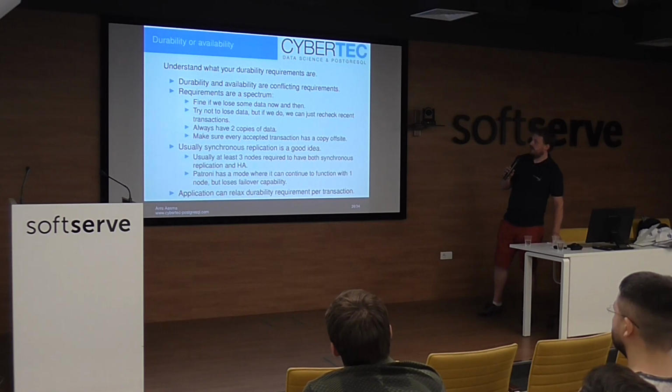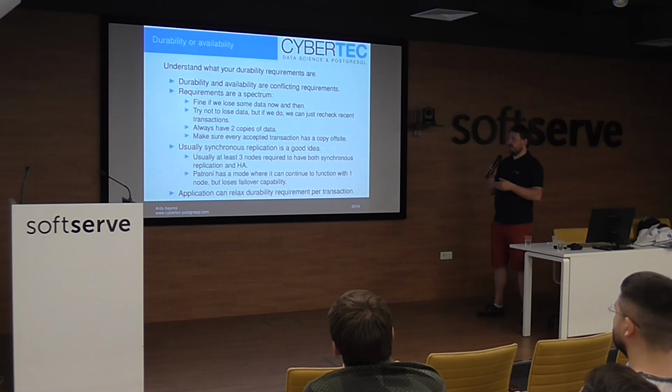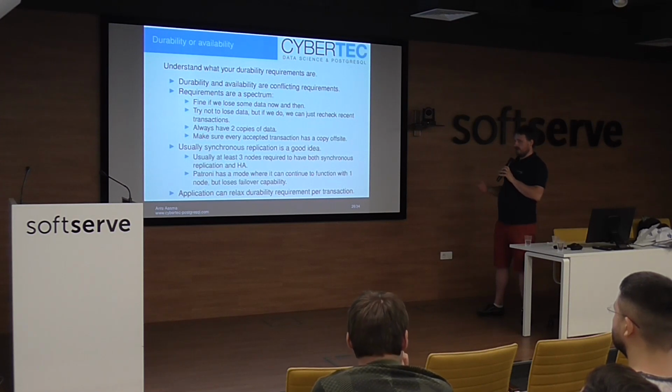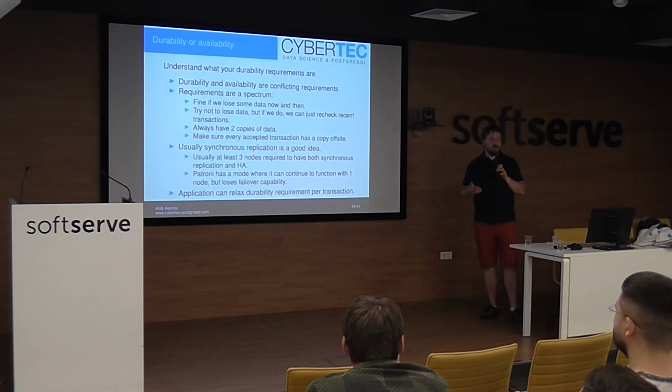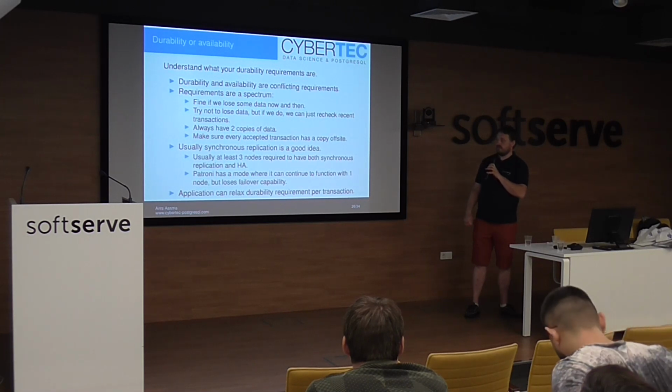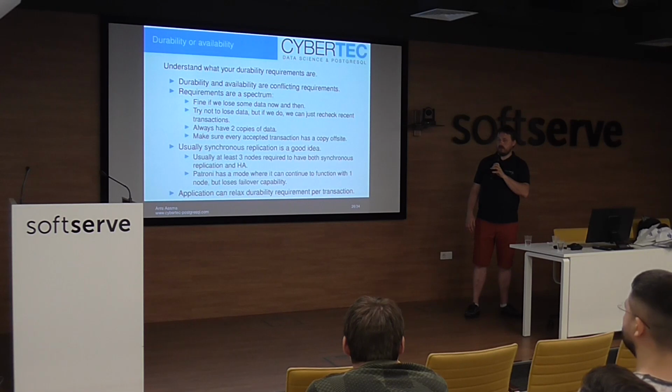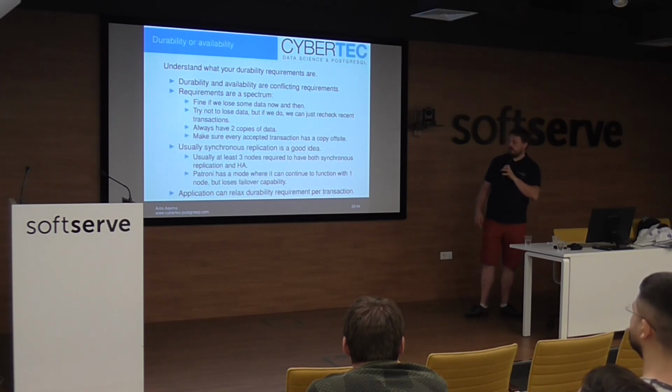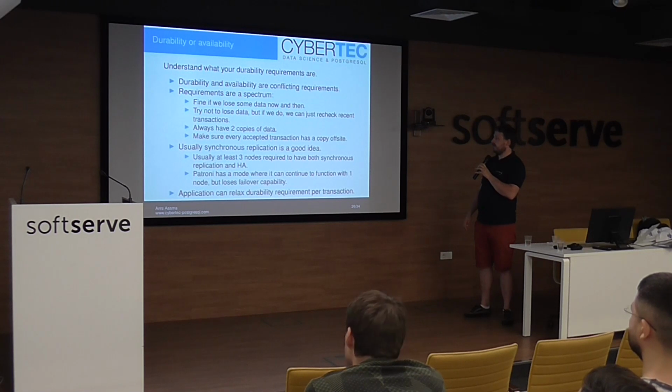Then it's really important to understand what your actual durability requirements are, because durability and availability have some conflict between them. If anything the user sends does not need to come back, you can always be available. It's really easy to be available if you are not storing anything. But on the other hand, if you always need to keep data, then if there is any chance to lose any data, you have to become not available. So these two requirements are in conflict.